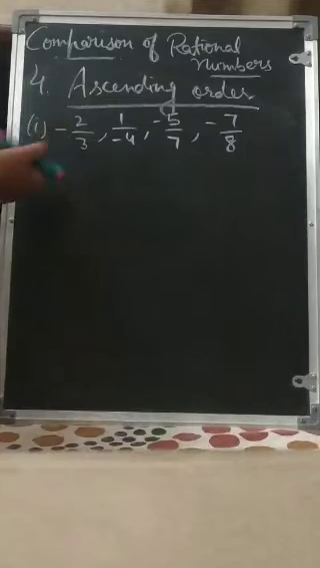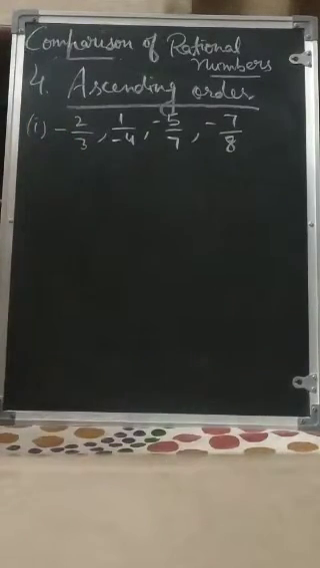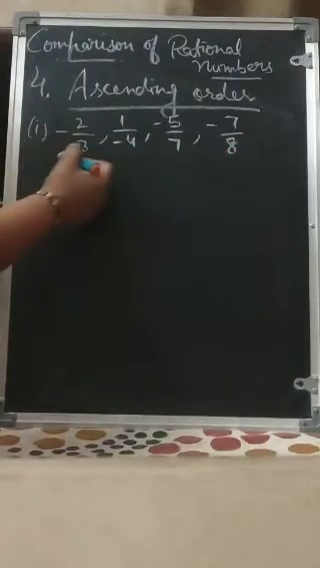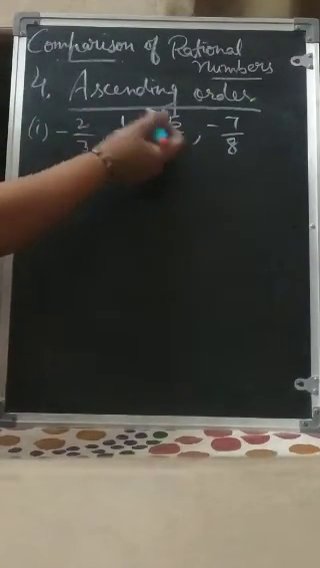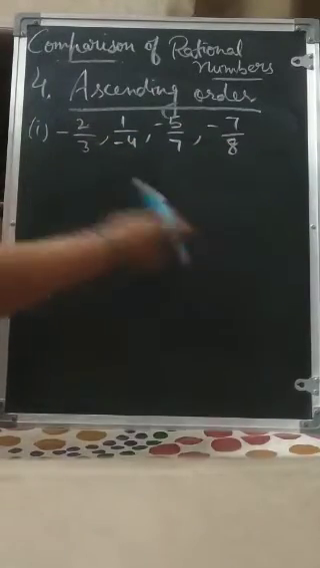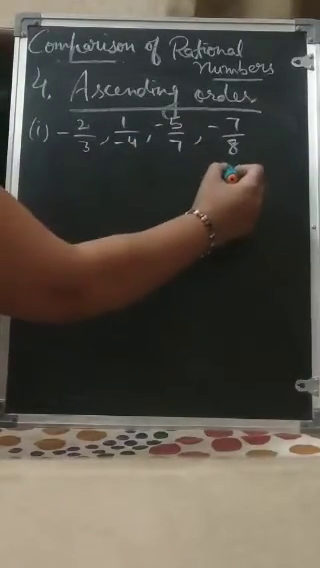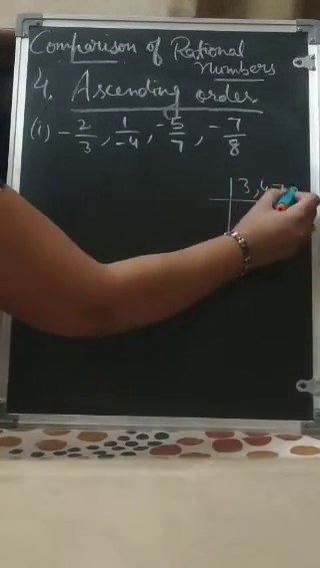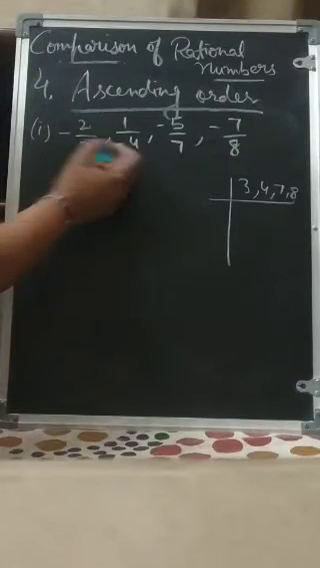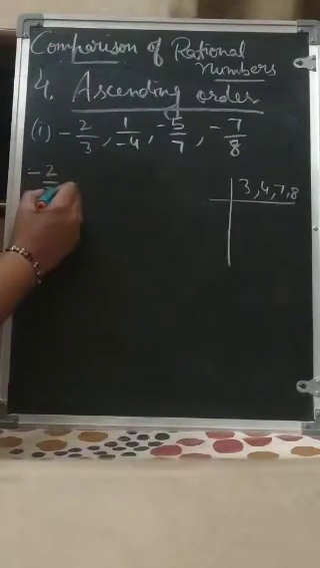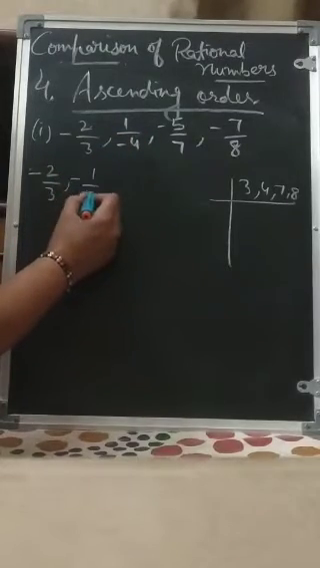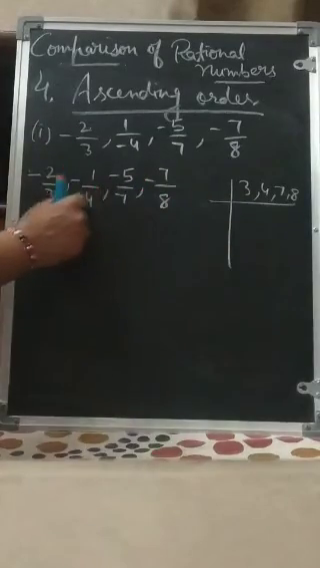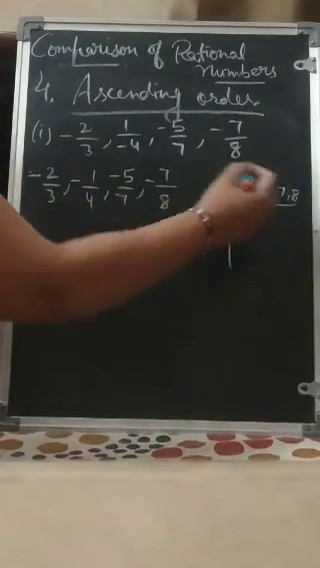Okay, now the question is about ascending and descending order. Fourth and fifth question. So one part you understand, the other you can try. In this question, you can see the denominators are different, numerators also. So we will take the LCM. First of all you will see what the LCM will be. 3, 4, 7, 8. Before that, we have to make the denominators the same. One time you can write again minus 2 by 3, minus 1 by 4, minus 5 by 7, minus 7 by 8. Make the denominators positive. Now take the LCM.